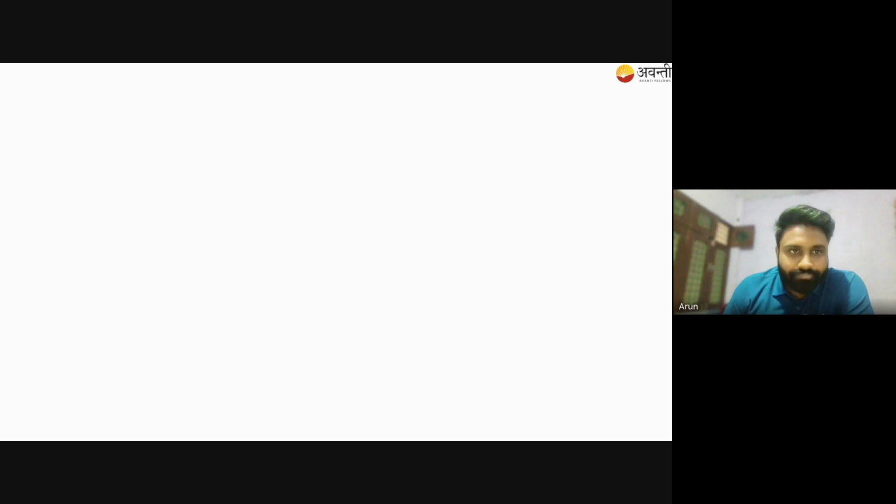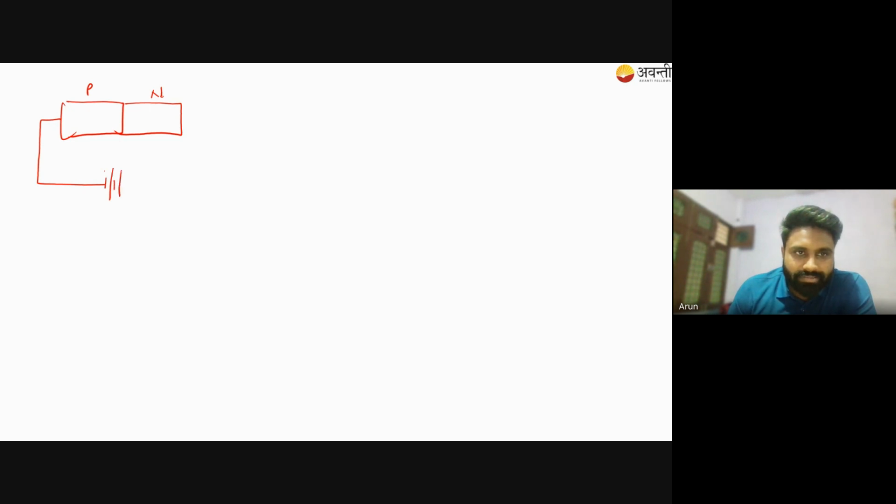Now, in the normal PN junction diode, what do we have? This is the PN junction diode. If you connect this in reverse bias, there are holes in the P side, and in the N side there are free electrons. So when you connect it with reverse bias, what will happen?